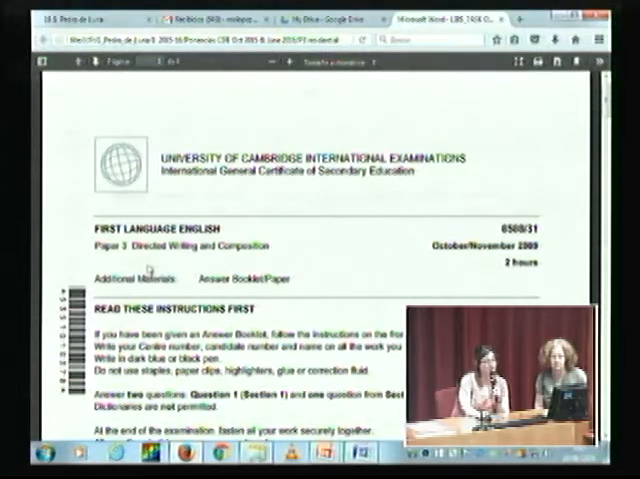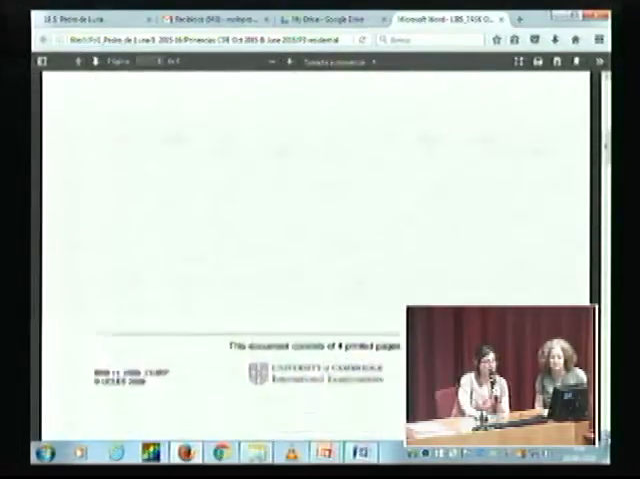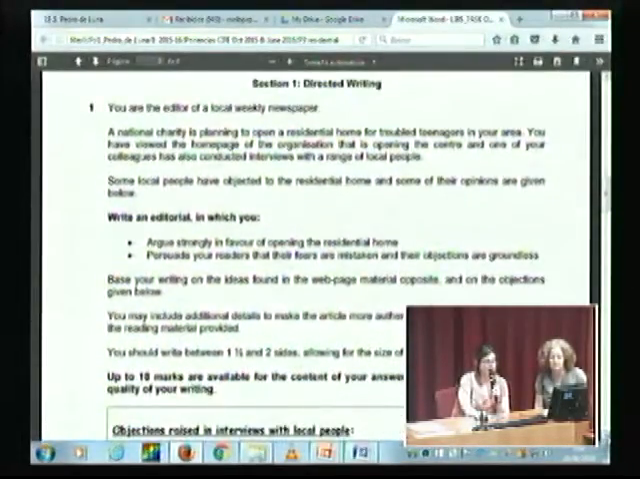Paper 3 is mainly writing. It's 2 hours to do this, and we will deal with that later on, but I would like you to see this now. This is how it goes. You're the editor of a local weekly newspaper. This is what Claire was saying before. They always have to be someone that they are not.